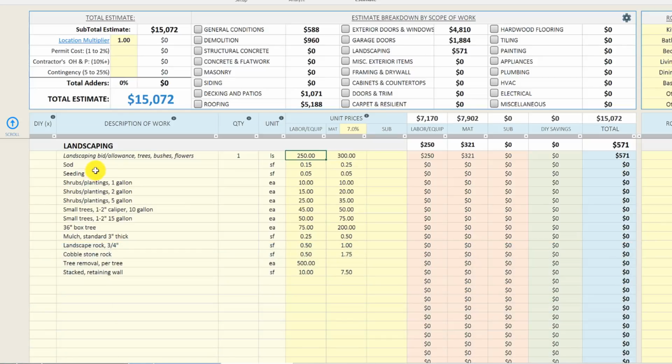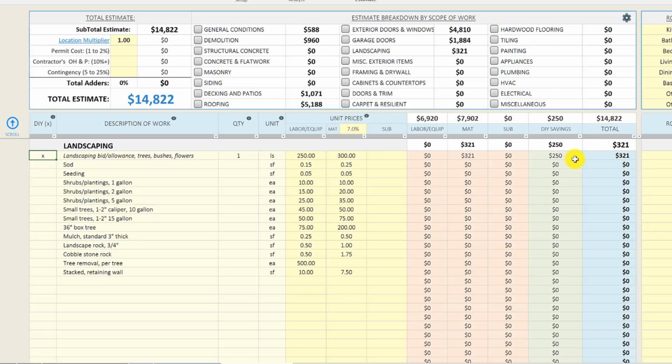Now on this property, I ended up doing the landscaping myself. So one thing you'll notice is we've got this DIY column over here on the left hand side. If you're planning on doing some of the work yourself, you can plug in an X over here in the DIY column, and what that's going to do is remove the labor from the labor column. So you can see we've got DIY savings of $250. If we do this work ourselves, we're going to save $250 on the labor.